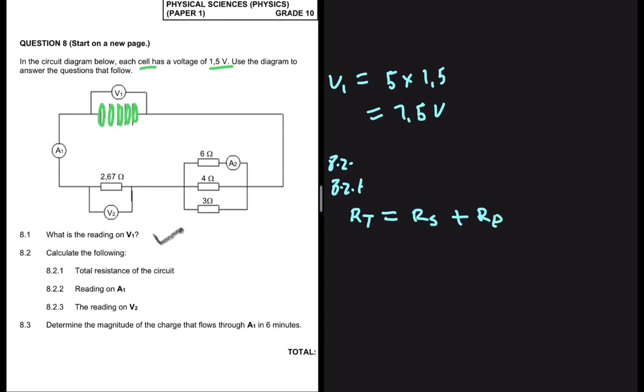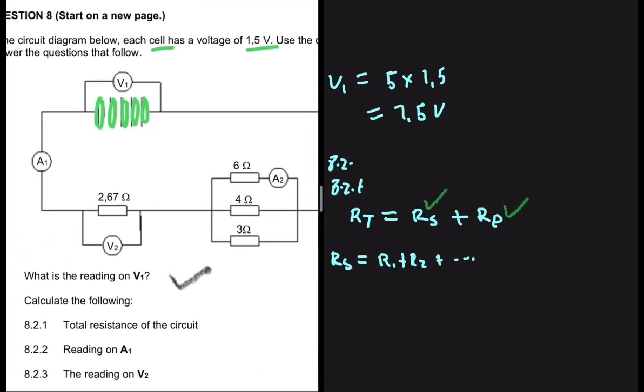RS being the resistance in series and RP being the resistance in parallel. So let's start with RS. RS, we just simply add all the resistors in series. So RS is equal to R1 plus R2 and so on, depending on how many resistors we have. Here we have only one resistor that is in series. That resistor has a resistance of 2.67 ohms. So that is our RS.